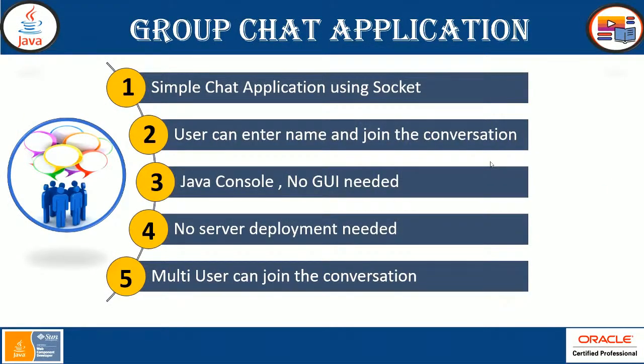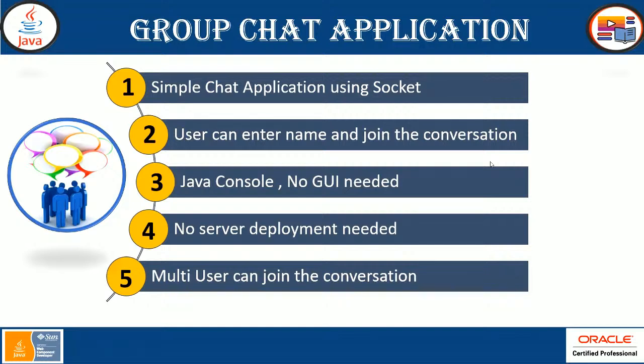So group chat application requirements is basically very simple chat application implemented using socket. User can enter name and join the conversation. It's just a simple Java console based application, so we are not going to implement any graphical user interface in this session. No server deployment needed, and multiple users can join the conversation. So that makes the group chat application.